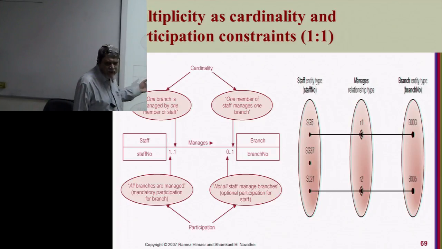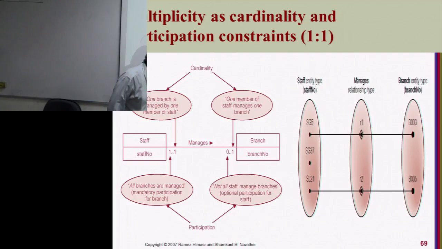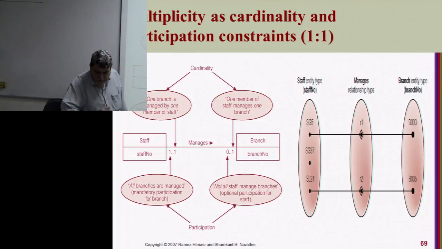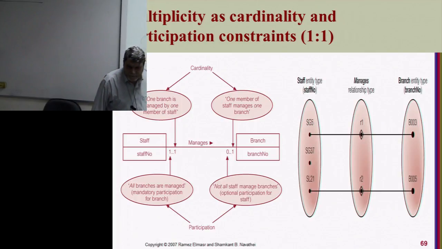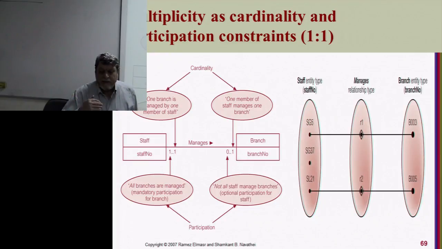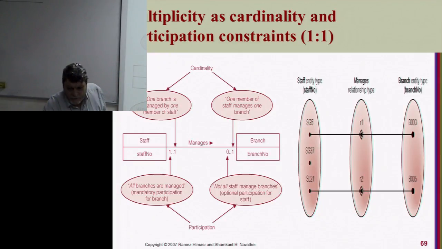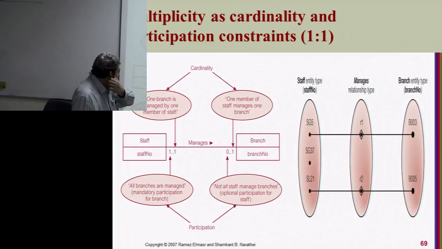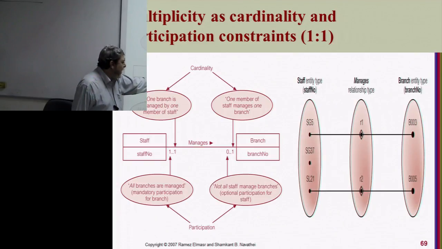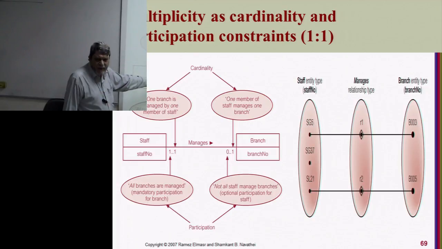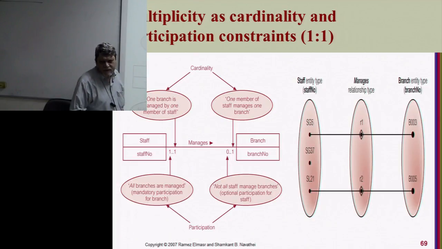Let us try to read it more carefully. Each staff, let's read this direction. Each staff may manage, why may? Because we have a zero here. So may manage, which means that not every staff is a manager. So may manage a branch, one single branch. If he is a manager, then he will manage only one branch. The other direction says what? Each branch is managed by how many? By one and only one. Each branch must be managed by one single manager, right?